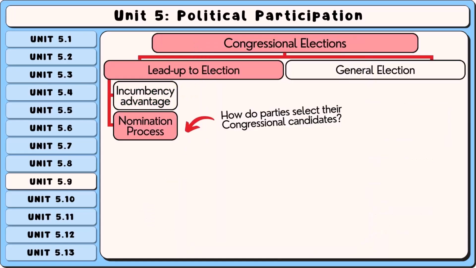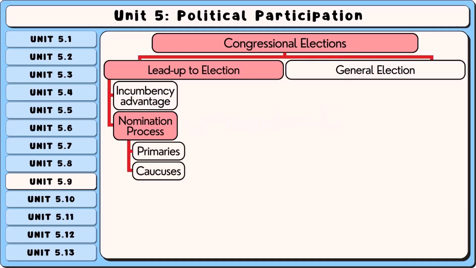Okay, let's move on to the nomination process, which is the process where the parties select their candidates to stand in the election. As with presidential nomination, parties can choose to use primaries or caucuses to select their nominees. Let's look at the primaries process for Congress. We already talked about open and closed primaries when learning about presidential elections, so we'll keep this short.